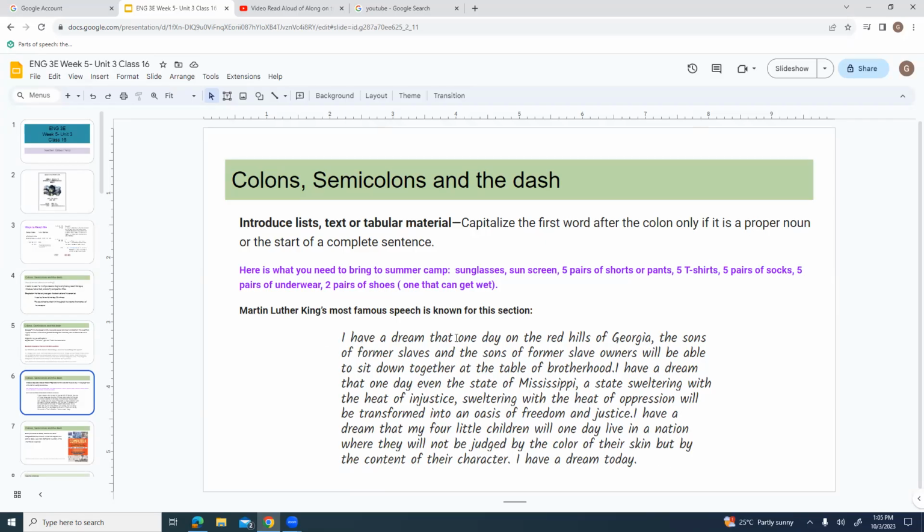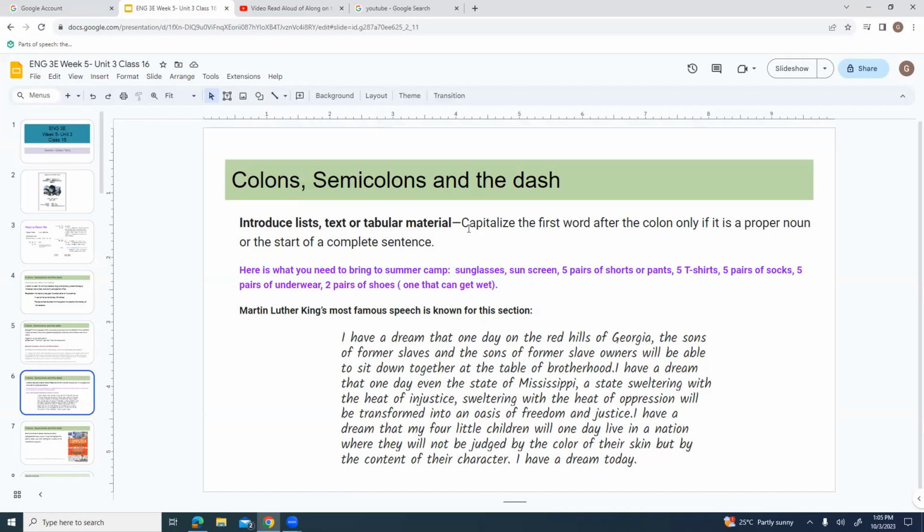Where he says, I have a dream that one day on the red hills of Georgia, the sons of former slaves and the sons of former slave owners will be able to sit down together at the table of brotherhood. I have a dream that one day even the state of Mississippi, a state sweltering with the heat of injustice, sweltering with the heat of oppression, will be transformed into an oasis of freedom and justice. I have a dream that my 4 little children will one day live in a nation where they will not be judged by the color of their skin, but by the content of their character. I have a dream today.